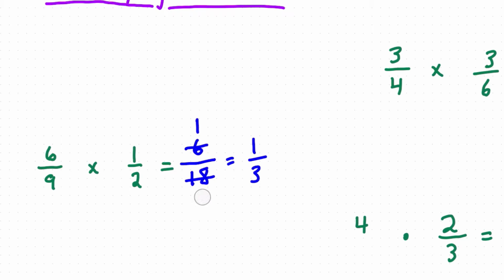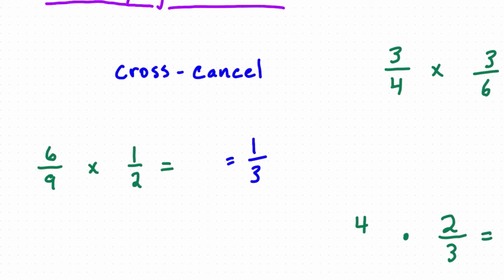Let me show you a different way. This is called cross canceling. In the very beginning, whenever you start your problem, I want you to cross cancel. We look at the numbers diagonal from each other and see if we can cancel those out. It's just like simplifying, basically simplifying diagonally. We're trying to see if there's a number that can go into both. We look at these two numbers, and then these two numbers, or vice versa, whichever you want to do first.